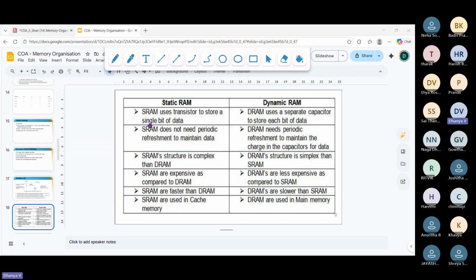Okay, I think I've told everything, but let's see. SRAM uses transistors to store a single bit of data, that we have seen. DRAM uses a separate capacitor to store each bit of data. All right, this is fine now.